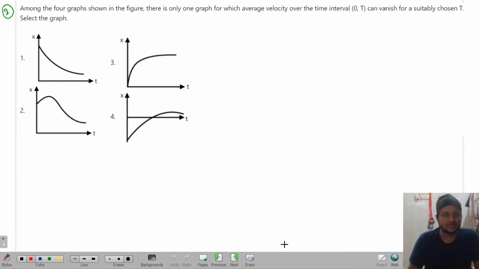Among the 4 graphs shown in the figure, there is only one graph for which the average velocity over the time interval 0, t can vanish for a suitably chosen t. Select the graph. Two minutes, 3 minutes for this question, not 4 minutes.